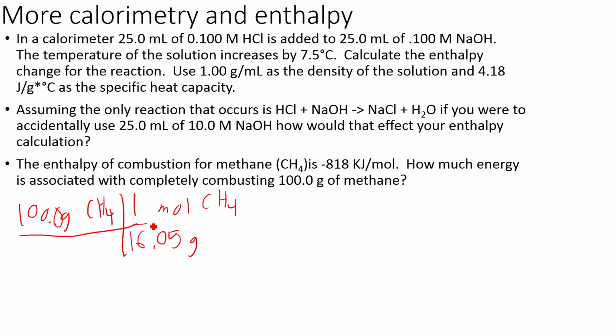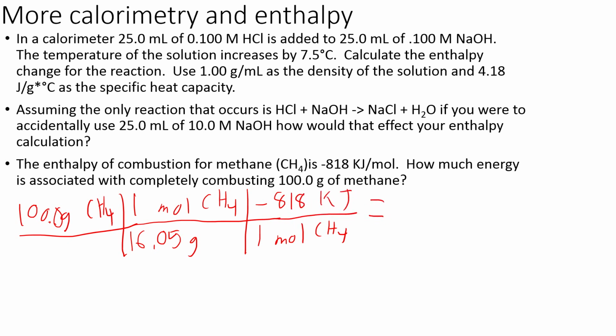We also know, and I'm going to go ahead and do this in 1 step. If you do it in 2, that's okay, that for every 1 mole of methane we combust, we are going to get a total of minus 818 kilojoules. Because we're told that's the enthalpy of combustion for methane. So we know that for every methane mole, we're going to get this many kilojoules out.